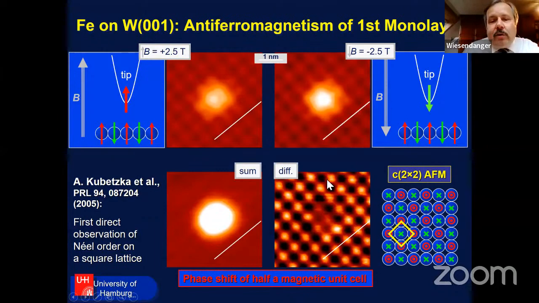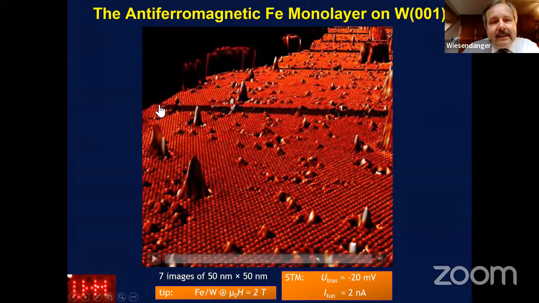Now, the beauty is you can do this not only on a local scale. Of course, we took also data sets on a larger scale, for instance, images 50 by 50 nanometers in size. We recorded such data sets for many different images where we shifted the sample spot. And then we put together several of these images, in this case 7 images, where you now see this c(2x2) superstructure related with the antiferromagnetic lattice. It's not the atomic lattice.